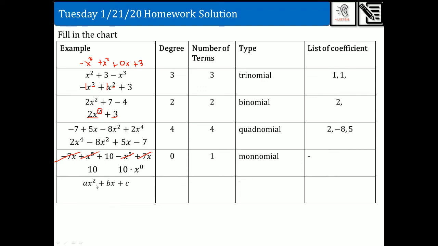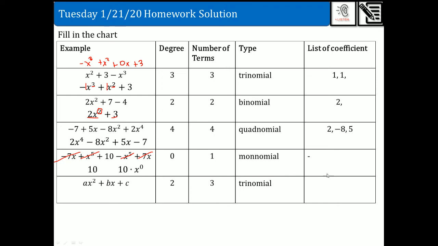Next, this is ax squared plus bx plus c. Please get used to this. This is the standard form of a quadratic equation. So the degree here is the exponent on top of the x, or the highest degree, which is just 2. What is the number of terms? 1, 2, 3. And what type? This is a trinomial, but specifically, depending on its power, this is called a quadratic.